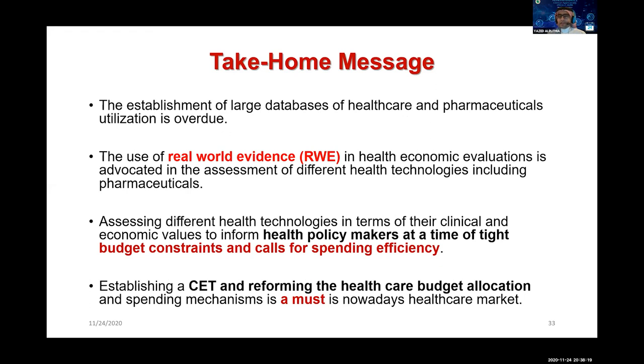So my take-home message is establishing a large database of healthcare and pharmaceutical utilization is overdue. We need to do it as soon as possible. We need to utilize real-world evidence and health economic evaluation, and it should be advocated. And we need to assess the different health technologies in terms of their clinical and economic values and inform the health policymakers about their real value, given the tight budget constraints, especially with the current pandemic. We need to establish a CET or cost effectiveness threshold and reform the healthcare budget allocation so we can get the bang for the buck, or the value for the money that we're spending. And with that, I conclude.